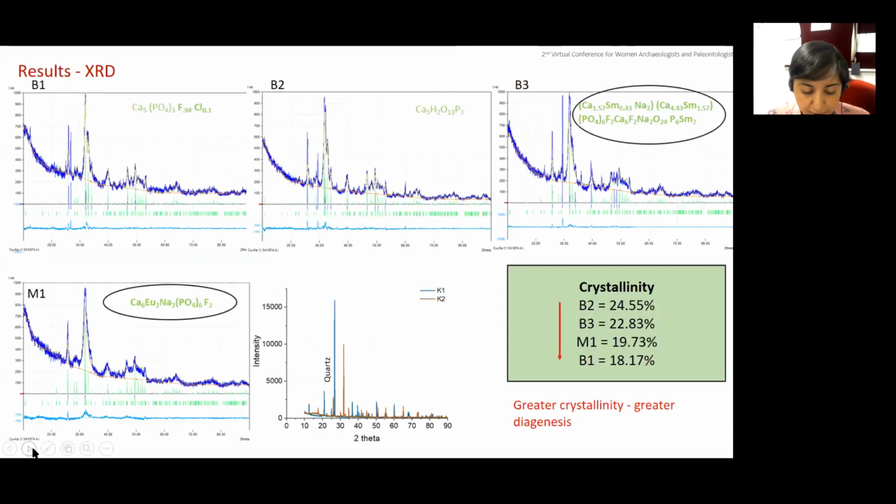The XRD results depict substitution of secondary elements such as chlorine and samarium. Further studies are required to derive the origin of these elements, however. Moreover, bones have an amorphous structure, and on diagenesis, they get crystallized. The greater the crystallinity percentage, the greater the amount of diagenesis of the bone.